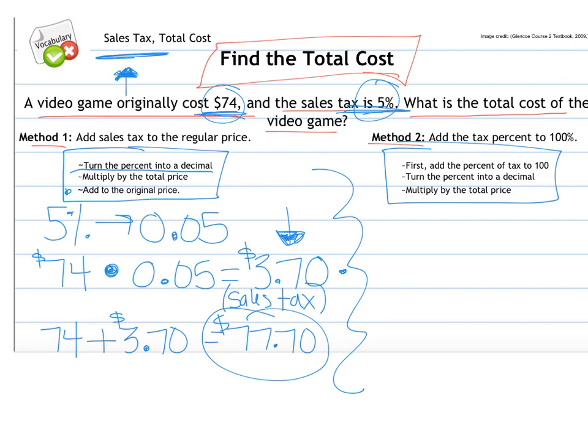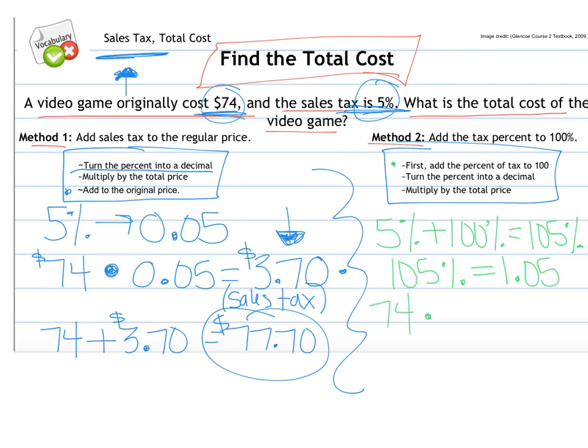All right, and then method 2 is we can just change our percent. We can add the percent to 100, and then just multiply that by our total. So first add the percent of tax to 100. I have 5%. I'm going to add it to 100%, and I get 105%. We turn it to a decimal, so 105% is 1.05. And then if I multiply it times the total price, 74 times 1.05, I would get $77.70.